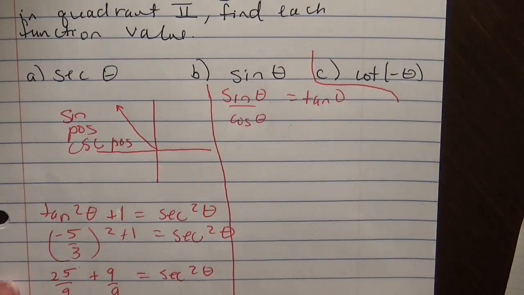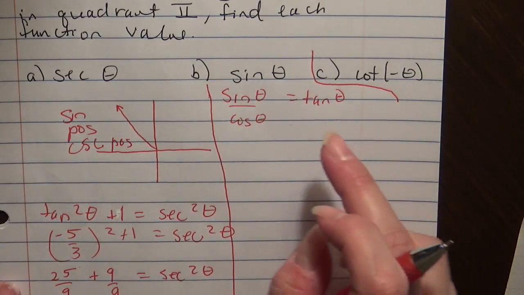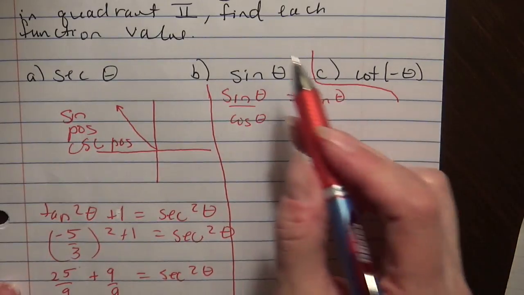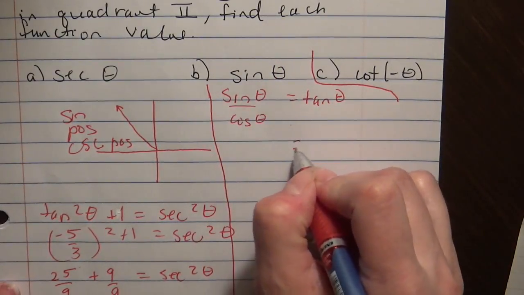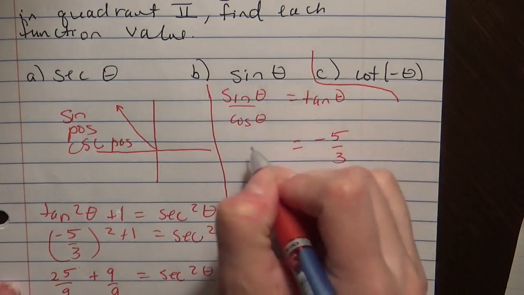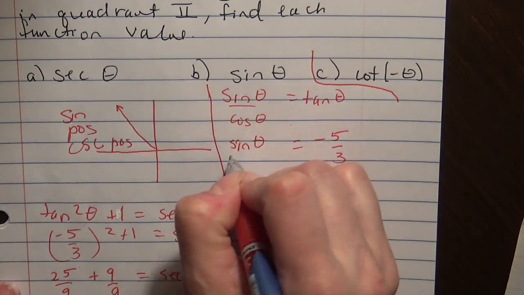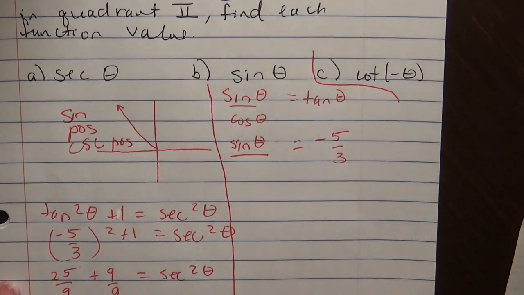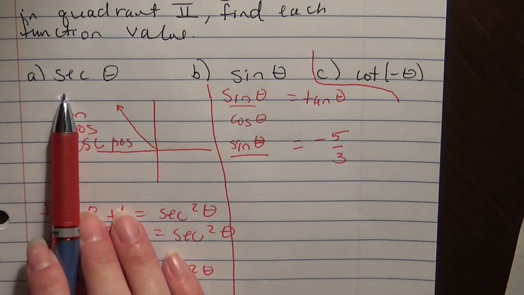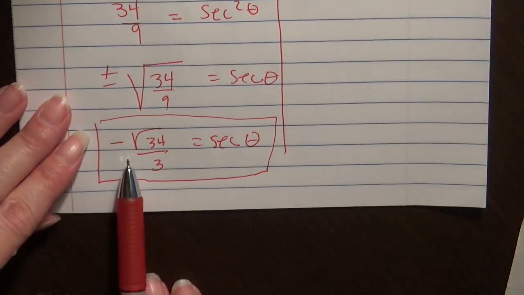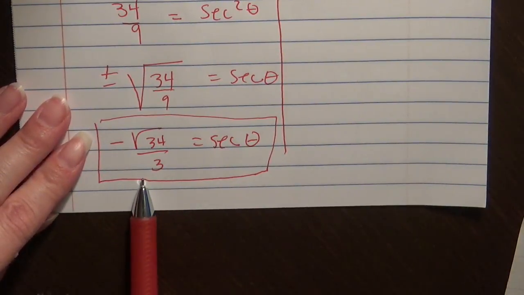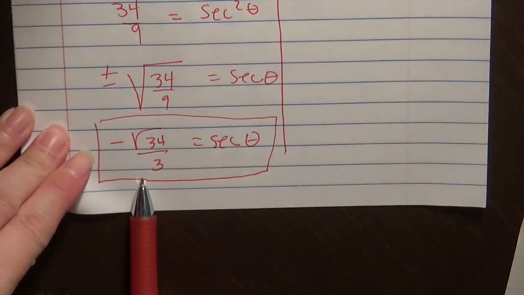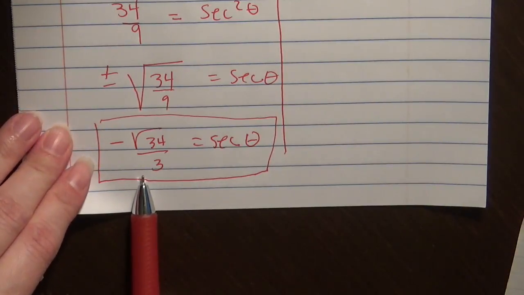We're solving for sine. We were given tangent, so we could put negative 5/3 in for tan. We don't have sine. What about cosine? Do I have anything I could put in for cosine? Well, yes, I do, because in part A we found secant. So remember, secant was negative square root 34 over 3. So that tells us that cosine is the reciprocal of this. So it's going to be negative 3 over the square root of 34.